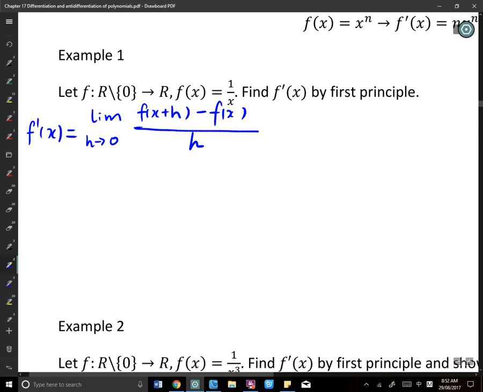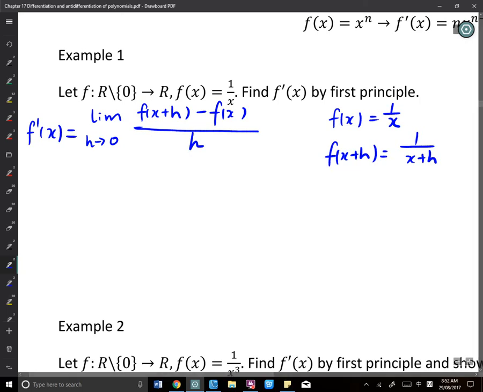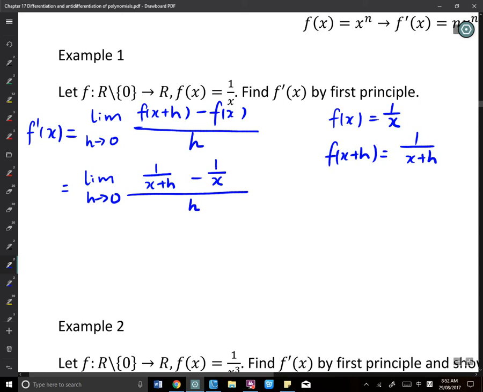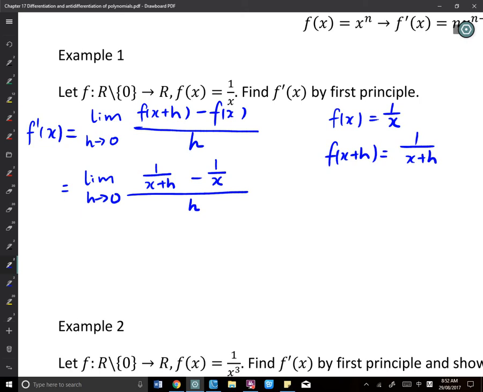And according to what your f(x) and f(x plus h) are. So your f(x) is 1 over x. Your f(x plus h) is 1 over x plus h. Just substitute the thing in the bracket into the position of x. And then I'll put that together: lim h approaching 0, 1 over x plus h minus 1 over x, over h. What do you think you need to do first? Well, I need to simplify it. Basically, I can't substitute h equals 0 now. How can I simplify it?